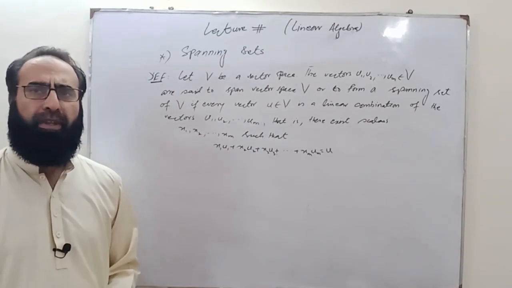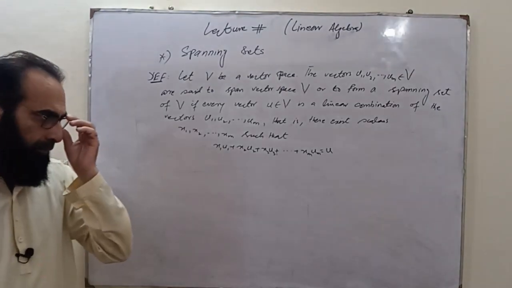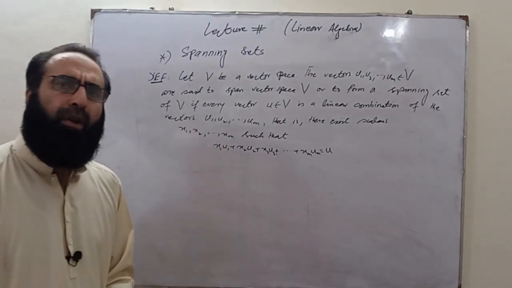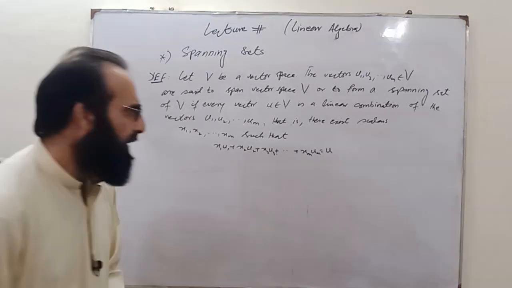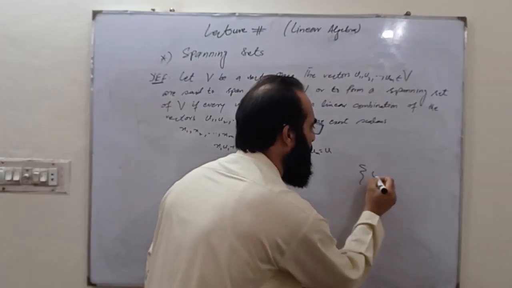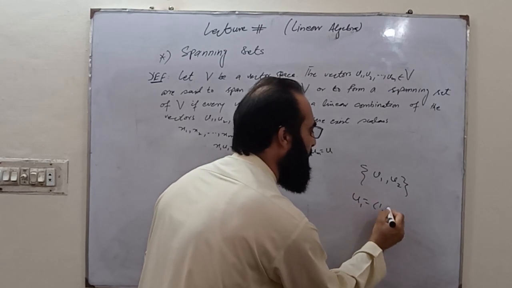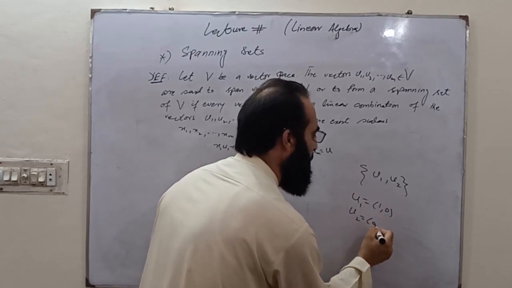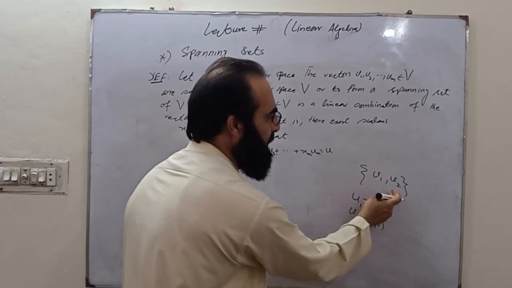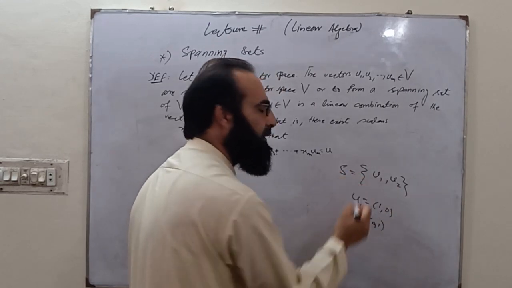In this lecture, we will study spanning sets. For example, we have a set of two vectors, say u1, u2, such that u1 is (1, 0) and u2 is (0, 1). Let us denote this set of two vectors by symbol S.